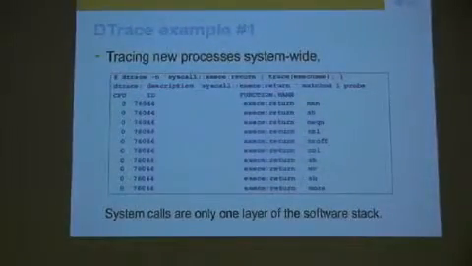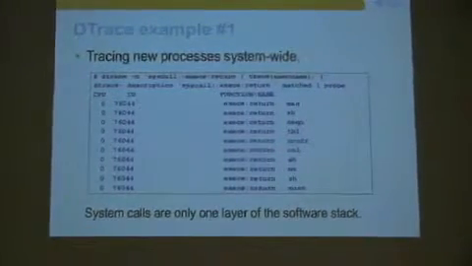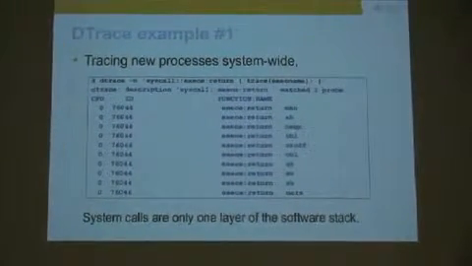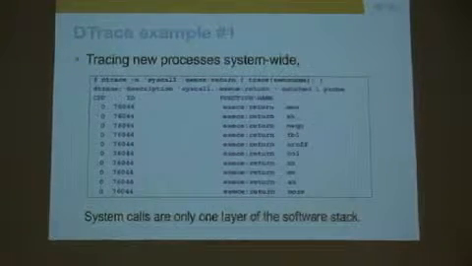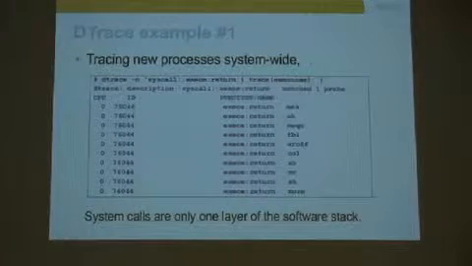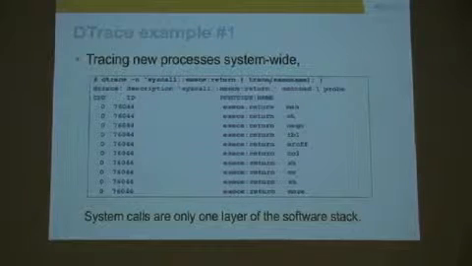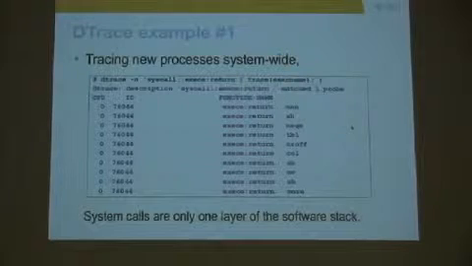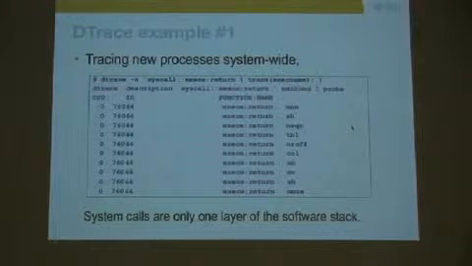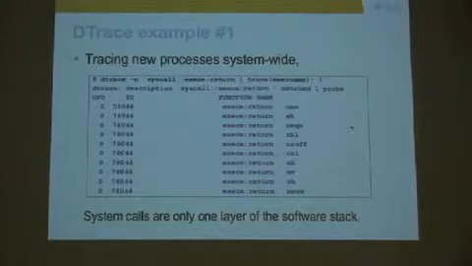DTrace example 1, tracing new processes system-wide. This is a more sensible example to start with. This is a one-liner being run on Solaris. dtrace -n syscall::exec*:return, trace exec name. What it's doing is showing you whatever processes are executed live, and printing that out. That was something that was very difficult to do before.